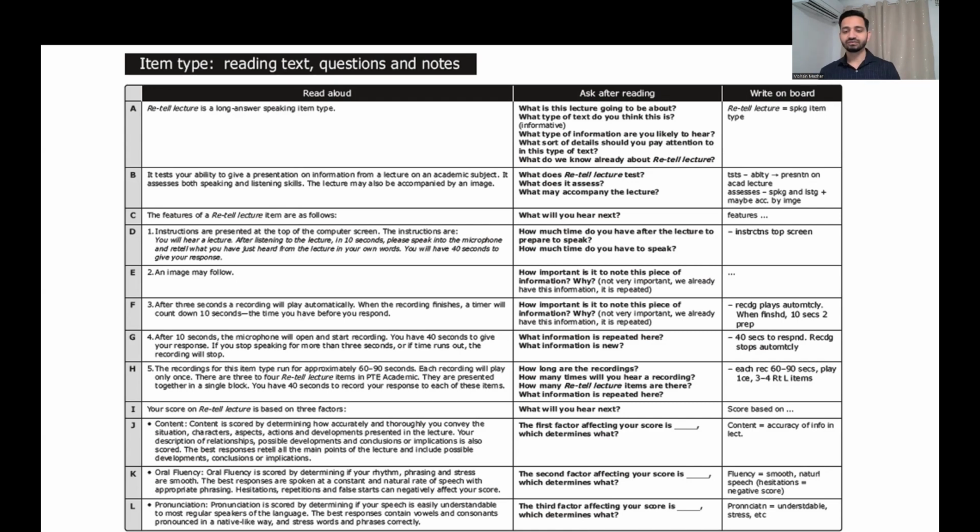The third factor affecting your score is pronunciation, which determines what? Pronunciation: it should be understandable, and you should use the correct word stress and sentence stress. And you should also make good use of intonations, okay? That hasn't been mentioned, but I'd mention it here.